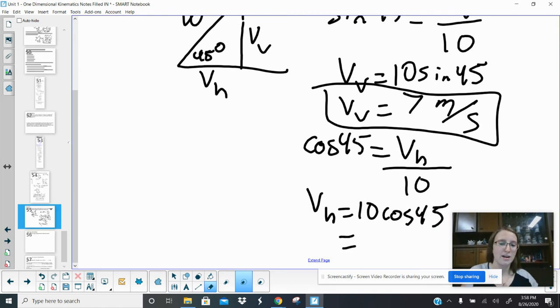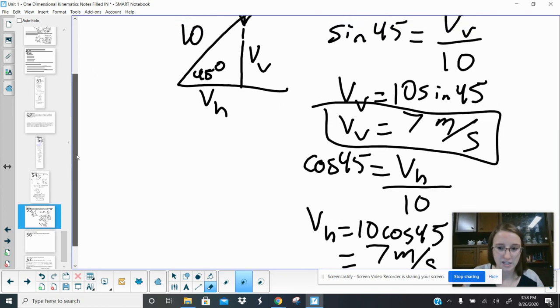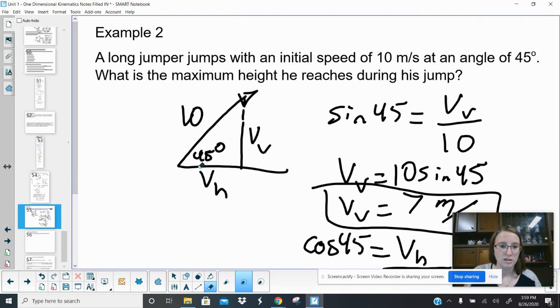Hopefully you're noticing a pattern. Yes, this happens this way almost every single time. And we get, hey, the same thing. That makes sense because this is a 45, 45, 90 triangle. If you guys recall, those two sides are the same in a 45, 45, 90 triangle.